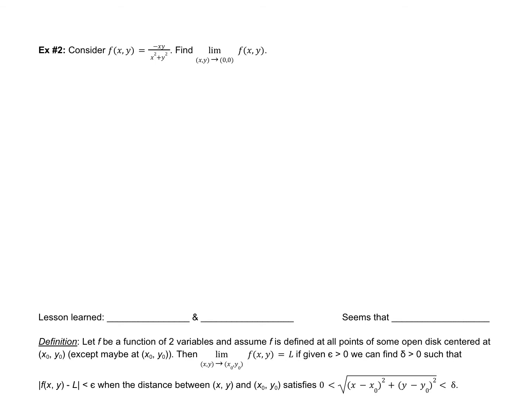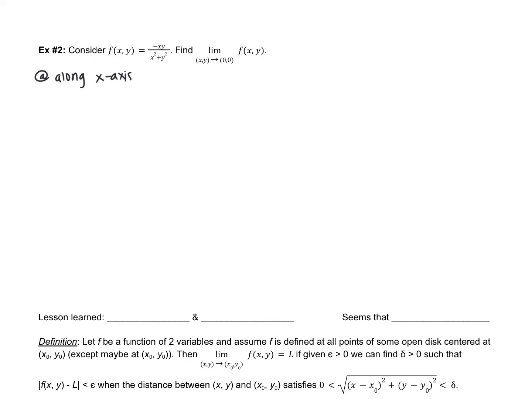That's not the case. If you think back to the visual we drew, there are infinitely many paths along which we can approach this point, (0, 0). And so we're going to look at a few of them. First path we are going to look at is if we approach along the x-axis.